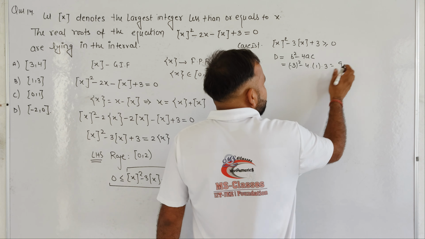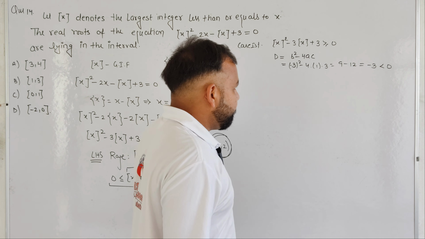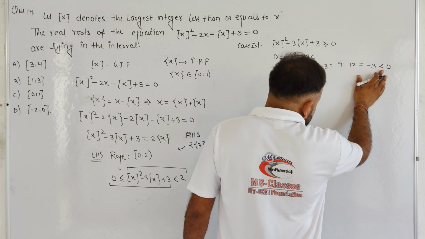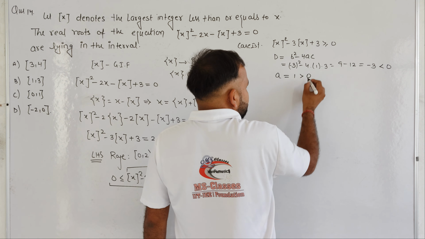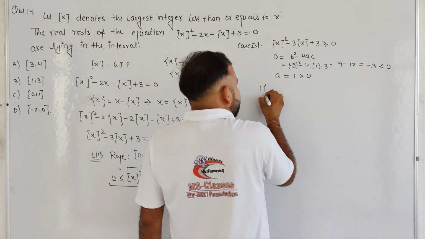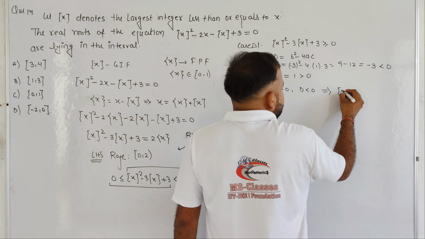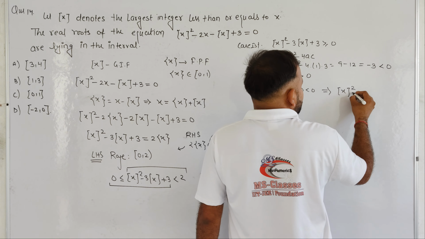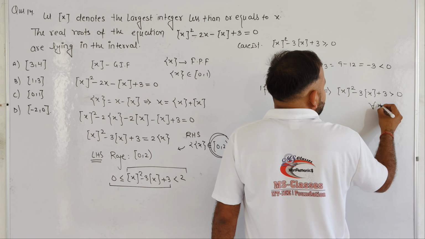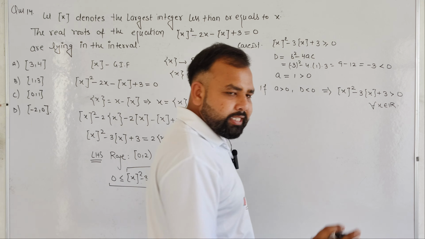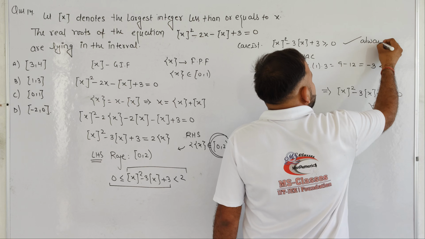So it will become 9 minus 4 into 3, 12, that is basically -3, which is less than 0. And we know very well that if the discriminant of an equation is less than 0 and the value of a is 1, which is greater than 0, then this quadratic expression is always greater than 0 for all x belonging to R. So student, we can say that this inequality is always true.